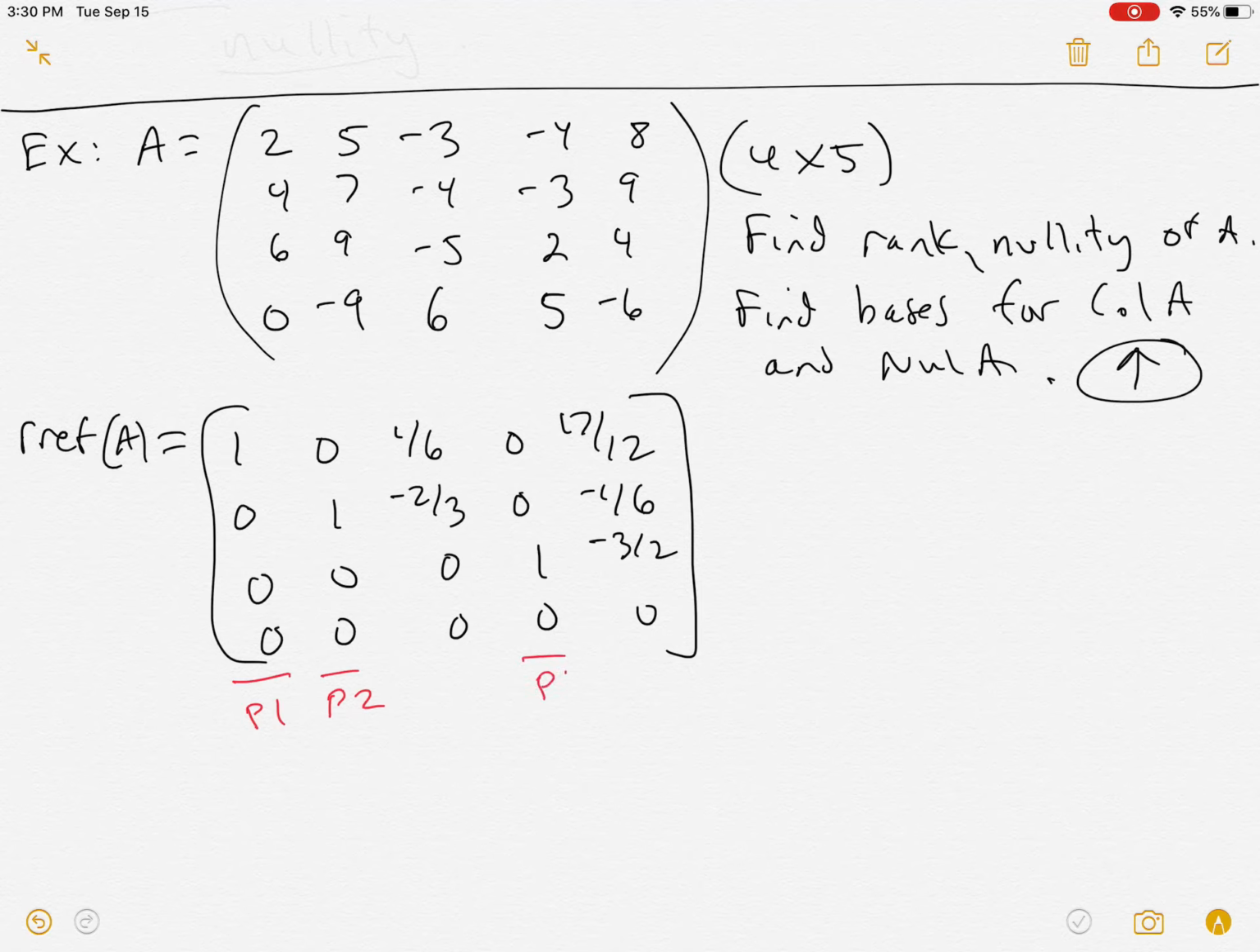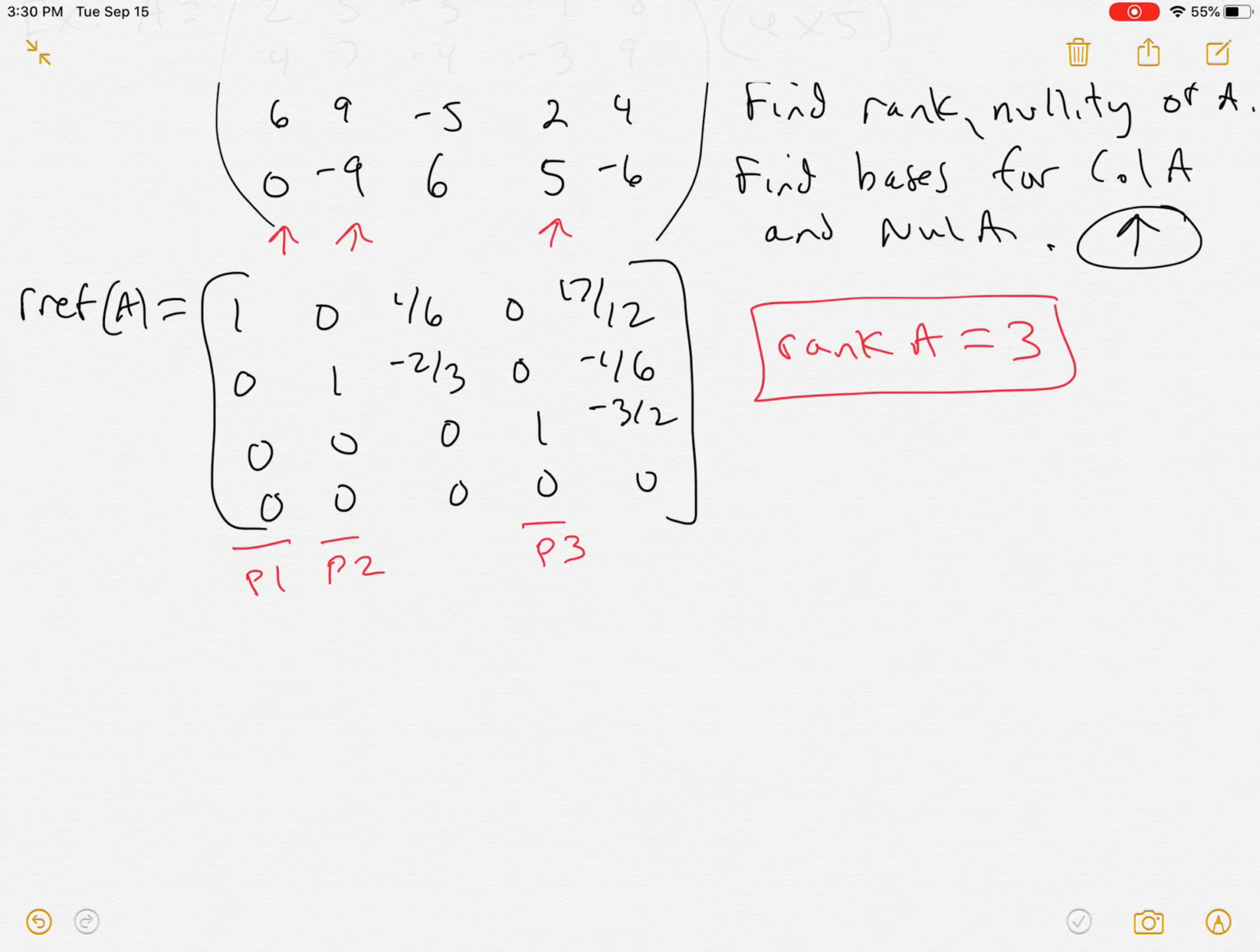There's a pivot column, and there's a pivot column. So we have 3 pivot columns. That means that the column space of A has a basis with 3 vectors in it. So the rank of A is 3. Right? Rank of A is 3 because there's three pivot columns, which means that this vector, this vector, and this vector all make up the basis for the column space of A. And there's 3 of them in that basis, and so the rank of A is 3.